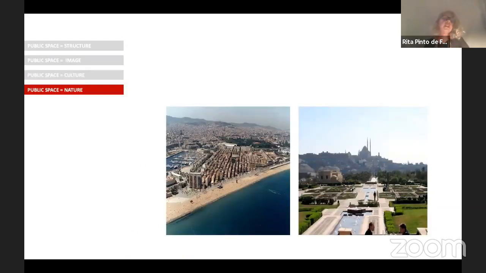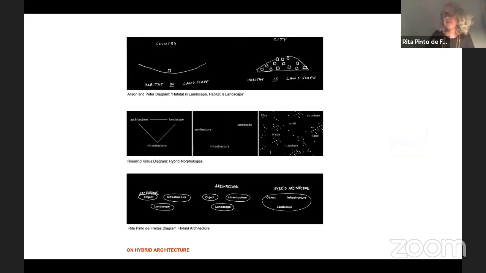And here I will link to hybrid architecture. Once exposed or proven, I hope, the transcendence of the public space, not only to give identity to structure, to reflect and show the city, to somehow give a higher level of sustainability, I would like to introduce here the concept of hybrid architecture. This is something I've been researching for many years, that is looking at what happens when architecture is at the same time, as we can see here, object, infrastructure, and landscape.